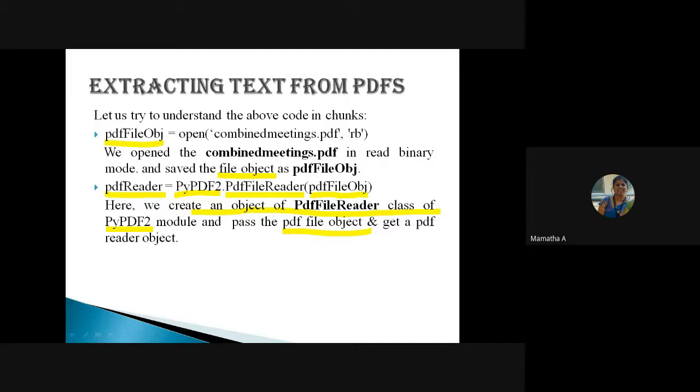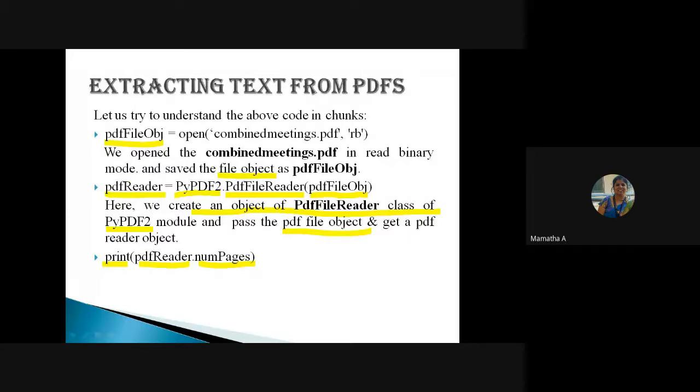First, what should you do? You should open the file and save the file object. Next, what should you do? You should create the object of the PDF file reader class. The next, can you just observe this? Print PDF reader dot num pages. What is the output of this, or what does it print? Any idea? It prints the number of pages associated with the object PDF reader.